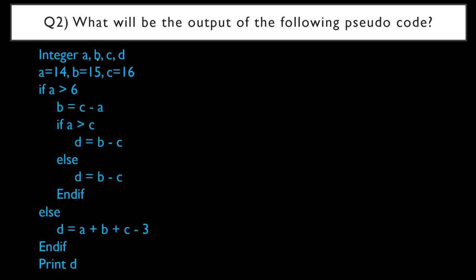Now moving ahead to the next question, that is the second question. What will be the output of the pseudocode that is given here? So integer a, b, c, d, a equal to 14, 15, 16, and then a bunch of if conditions, and we are printing d at the end. So what will be the output? Option A minus 14, option B 29, option C 31, and option D 18. So simple question. This is also just serial operations.